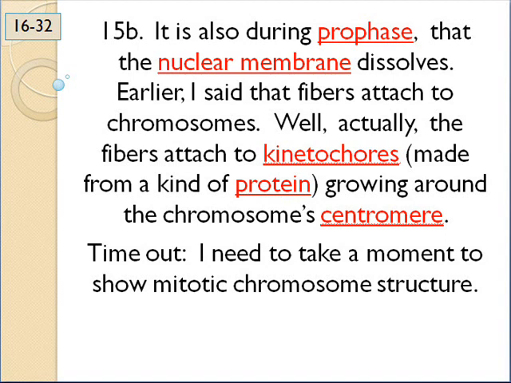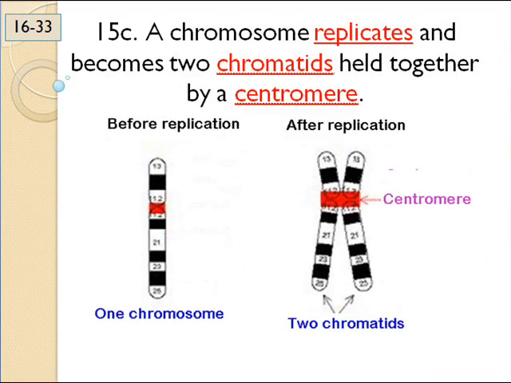Okay? Now, I want to take a moment. I need to show you about the chromosome structure, because I'm going to refer to a V formation later on. So I'm going to wait on prophase and just show you the chromosome structure. Now, this is one chromosome before it replicates. When it makes a copy, the two copies stay together. This one makes two, but they stay stuck together right here. These two used to be that one.